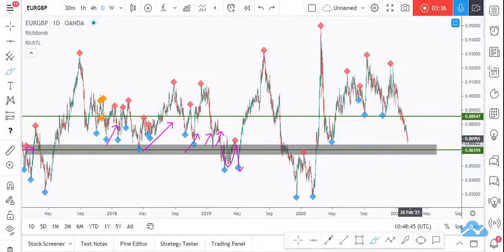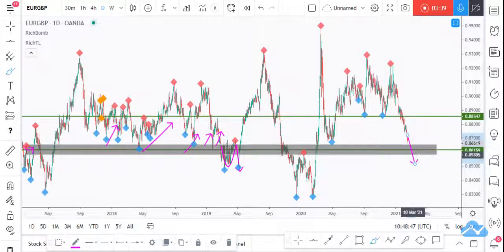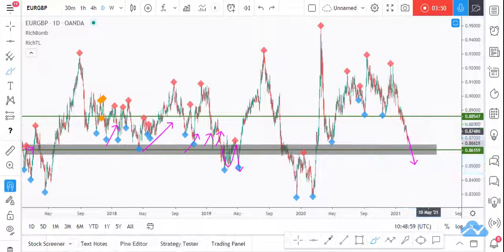Unless, as usual, price continues to trade lower, doesn't provide us with a buy opportunity, trades lower, and breaks our potential support for it to become a potential resistance. In this case, we'll be looking for sell setups on a retest.